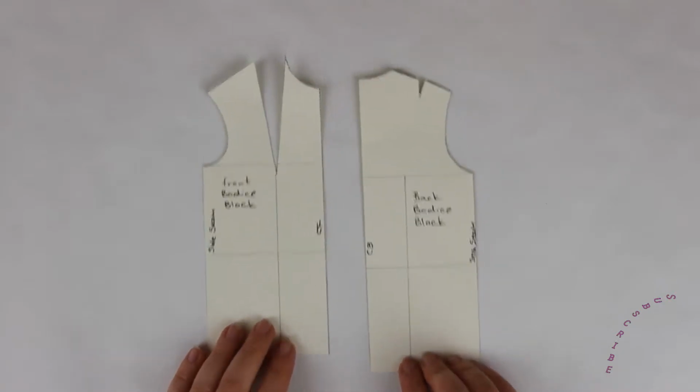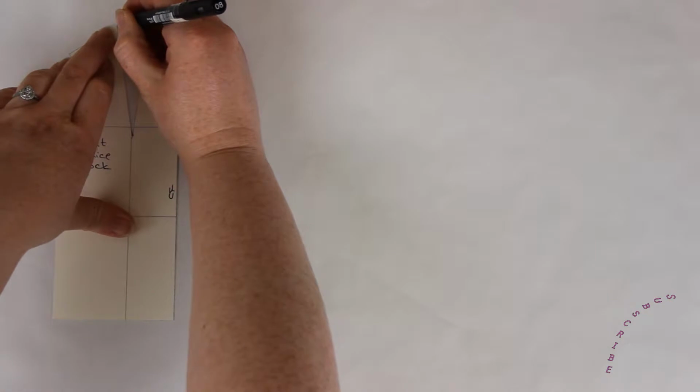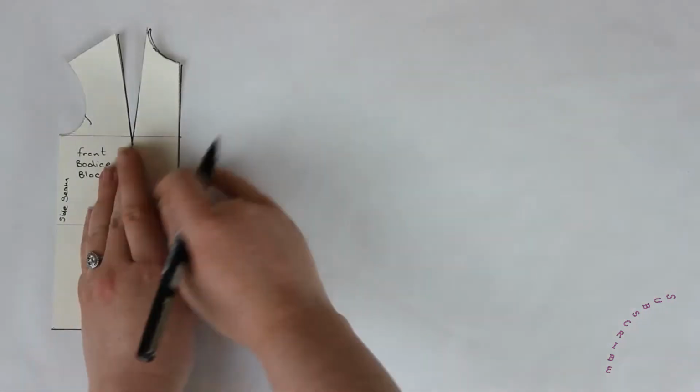So in today's video I'm going to show you how to move darts on a bodice block. So to start off, I traced out my mini bodice block several times, front and back.